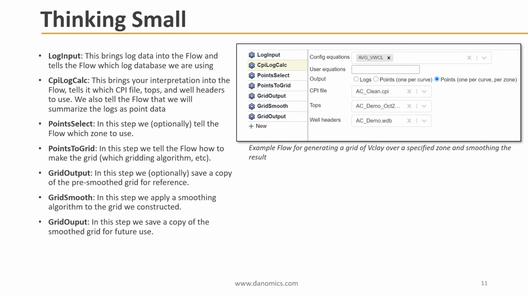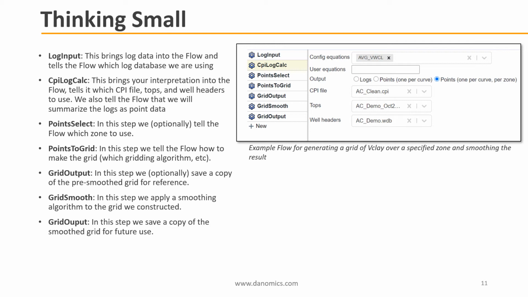Okay, we then need to convert our points to a grid, and so we use the points to grid step, and this is also where we'll tell it the gridding algorithm that we'd like to use. And then once we've created that grid, we need to output that grid and give it a name, and that's where we have our first grid output block.